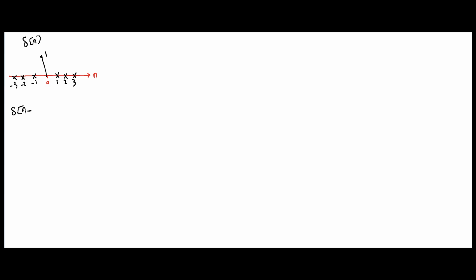Now, if the impulse is shifted by an amount n0, meaning we have delta n minus n0. For example, if n0 is equal to 3, then the unit impulse signal will have a value only at the moment when n equals 3, and it will be 0 everywhere else. It will not have a value at n equals 0 anymore. As shown in the figure below, this corresponds to delta n minus 3.